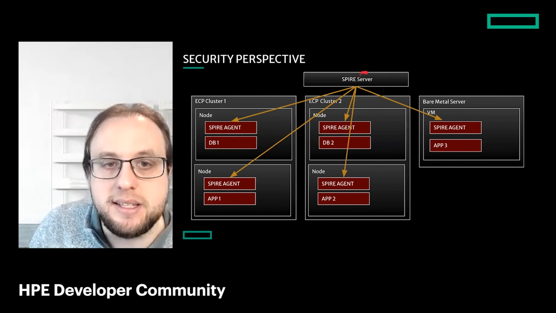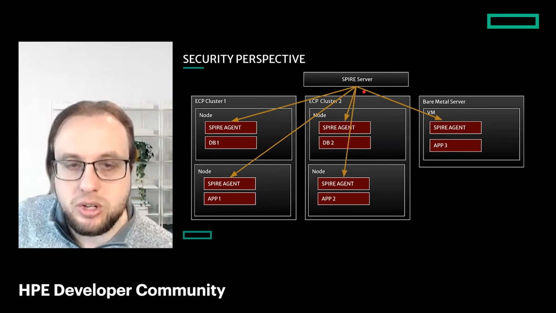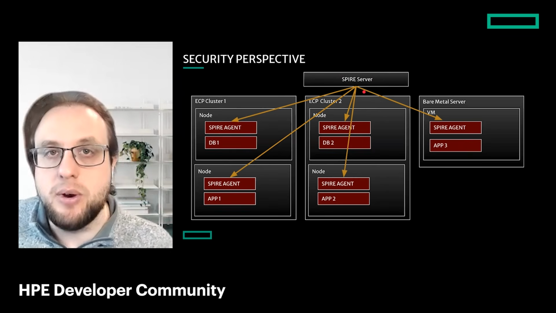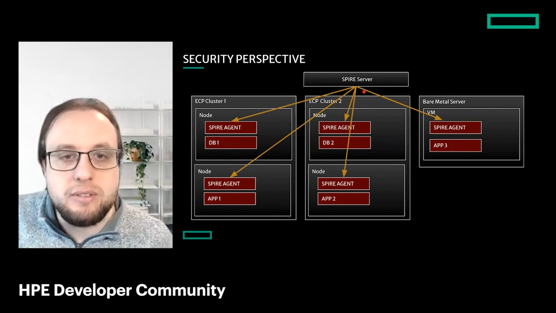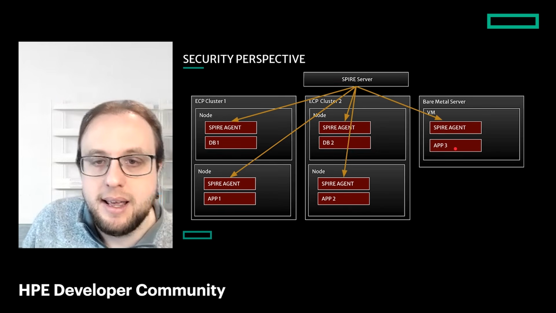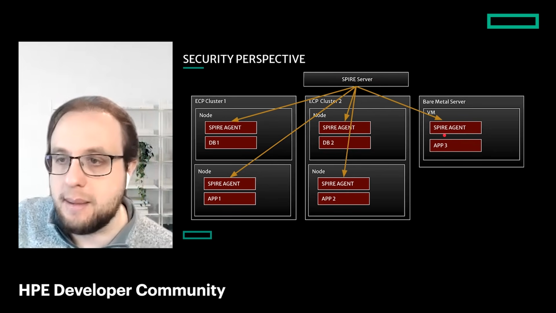Now, the Spire agent is responsible for verifying the identity of the service and distributing the SVID. All the SVIDs are generated and signed at the Spire server. So you keep the Spire server very safe in your infrastructure, either a really locked down AWS account, or if you're on-prem, a really locked down server that very few people have access to, because it's generating all the SVIDs. The agent is responsible for distributing the right SVID to the right application.